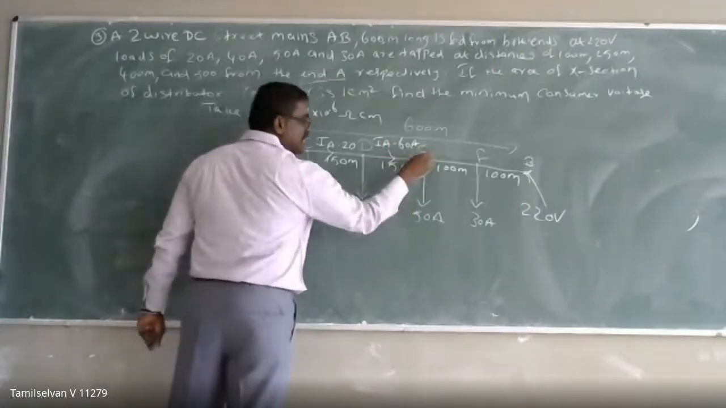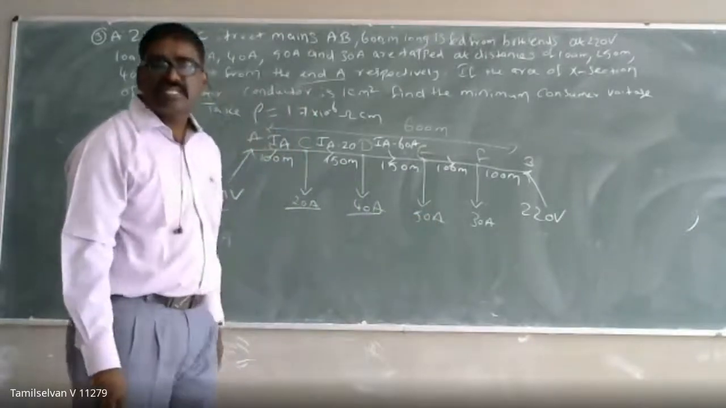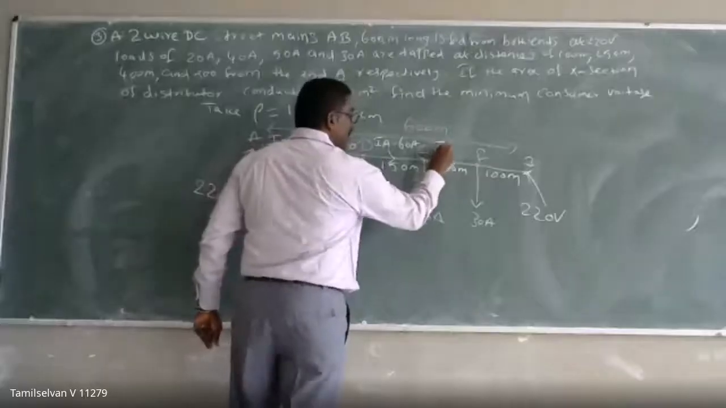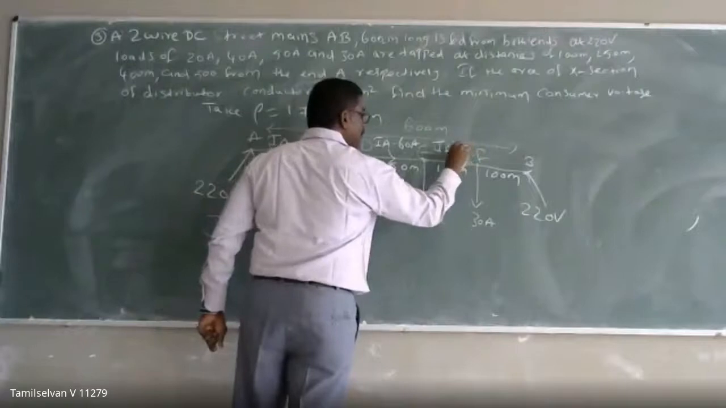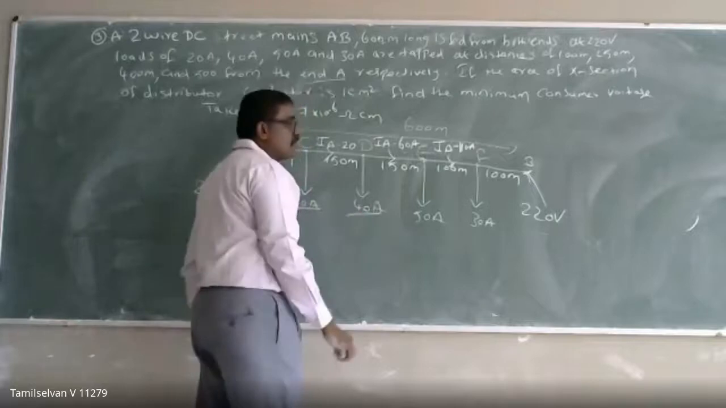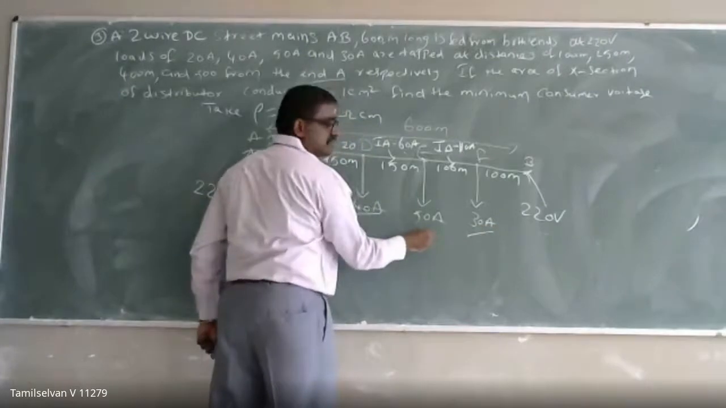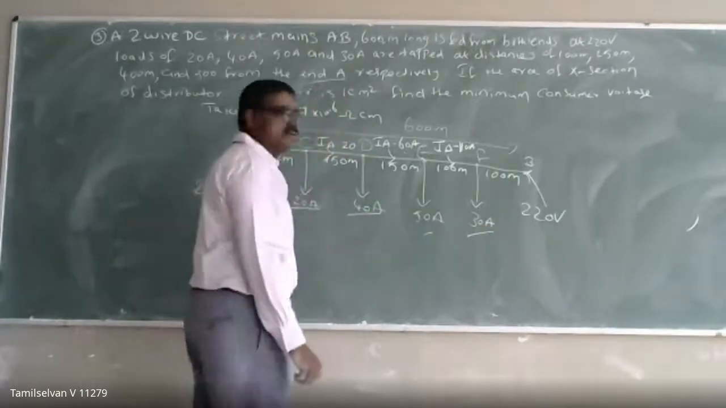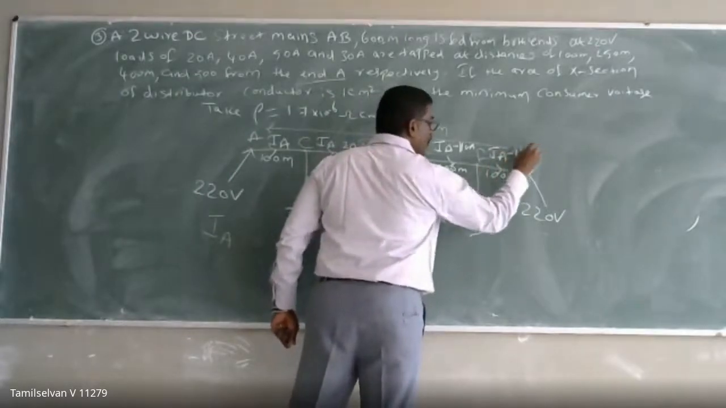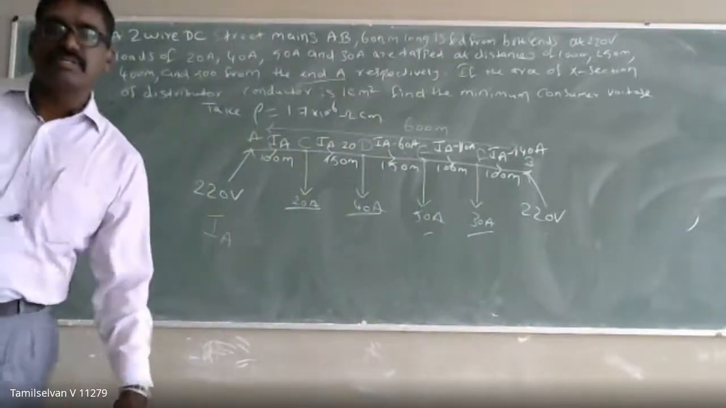The current at my E point is 50. 60 plus 50, what about? 110. So it means IA minus 110 ampere leaves from the E point. So what about EF? 30 ampere is again dropped. So the current leaving from here is IA minus 140 ampere.